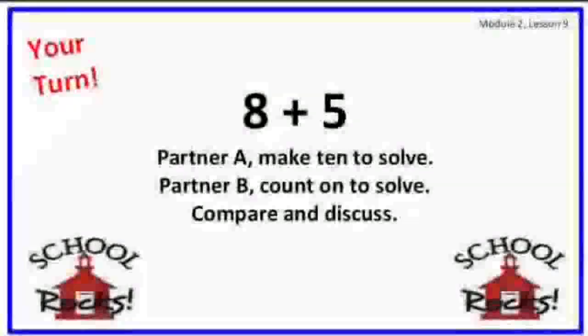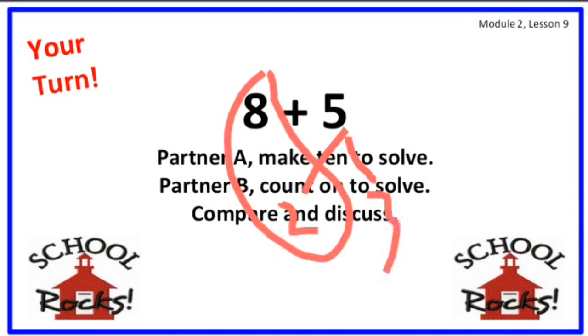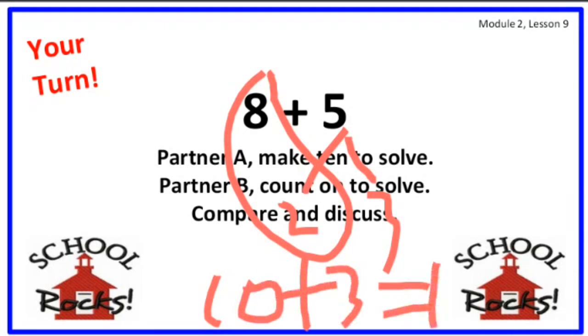So I'm going to make 10 to solve using my number bond. So I'm sharing my 5. I know 2 and 8 we make 10. What will be left? My 5, 3. So 10 and what? 3. So I have my 10 plus 3 equals 13. I have my 13. That's for partner A.